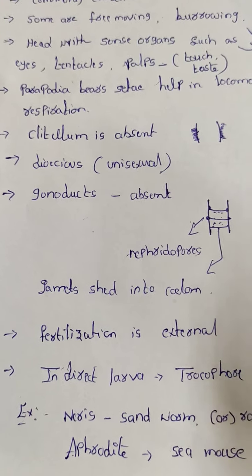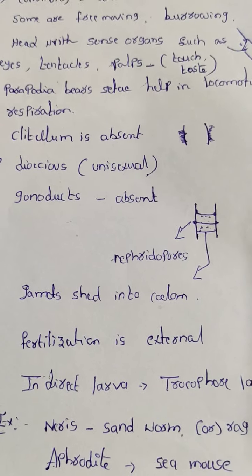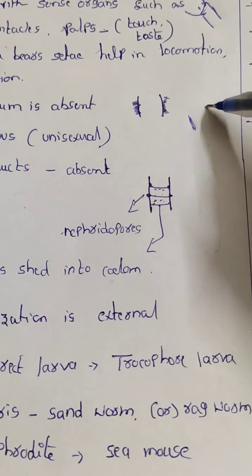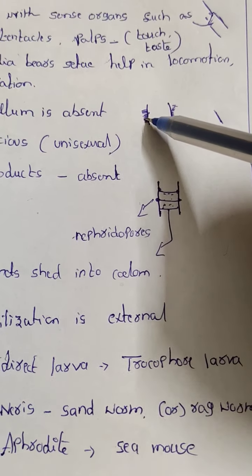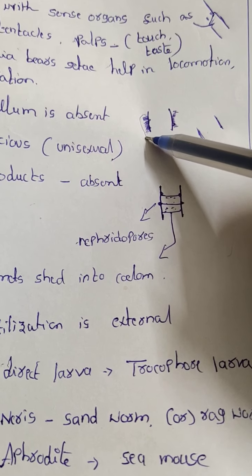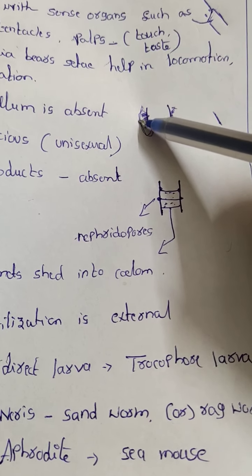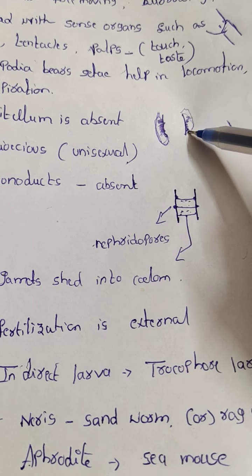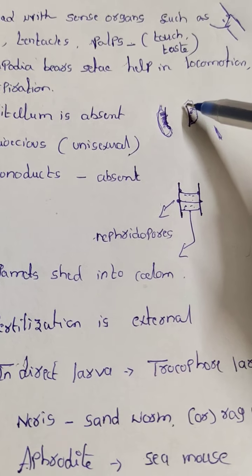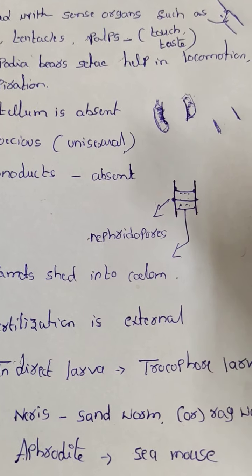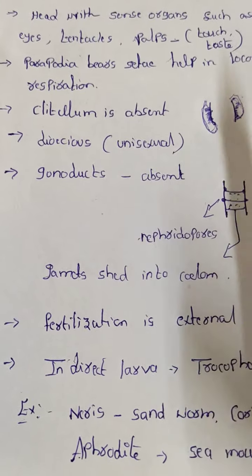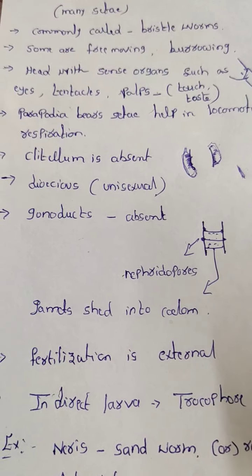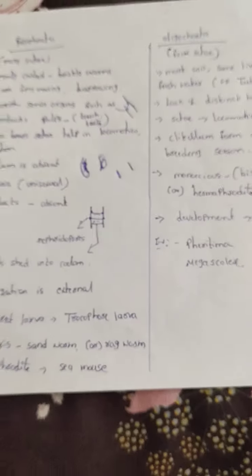Clitellum is absent. What is the clitellum? In Annelida organisms, mostly between the 14th and 16th segments, a thick covering layer is present. This thick covering layer is called the clitellum. By the presence of the clitellum, we can easily identify whether the organism is mature or immature. That's why for Polychaeta organisms the clitellum is absent, and they are dioecious. I already said an exception is there.